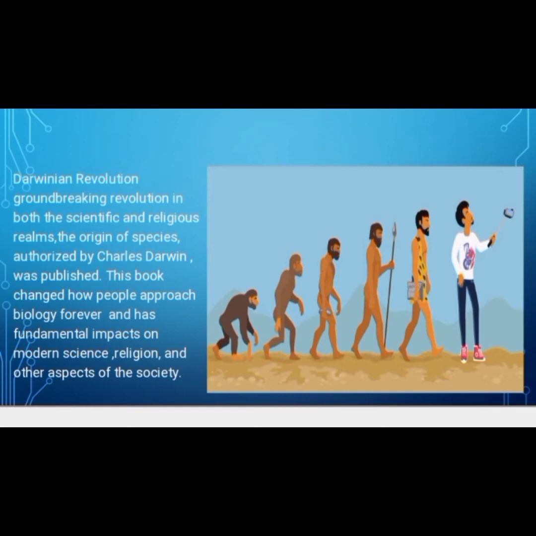The Origin of Species, authored by Charles Darwin, was published. His book changed how people approach biology forever and has fundamental impacts on modern science, religion, and other aspects of society. Darwin is centrally important to the development of scientific and humanist ideas because he first made people aware of their place in the evolutionary process, when the most powerful and intelligent form of life discovered how humanity had evolved.